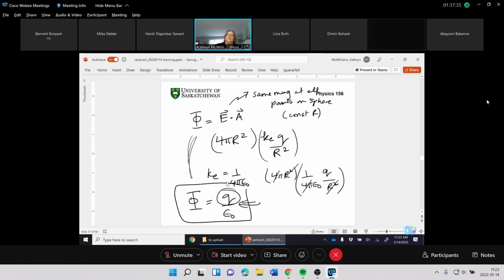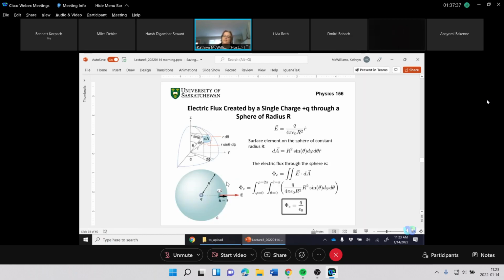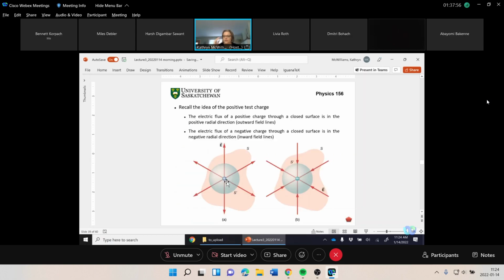Okay. You can do more calculus here. This is how you do it if you want to do more calculus. But symmetry is our friend. And because we know that E is parallel to A everywhere, we can simply multiply the surface area by the electric field magnitude everywhere. So it's nice. Does anyone have any questions about that?